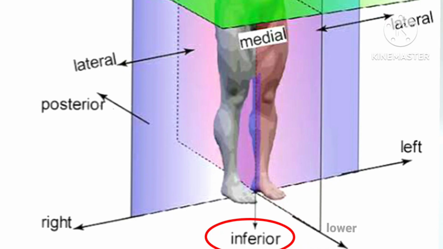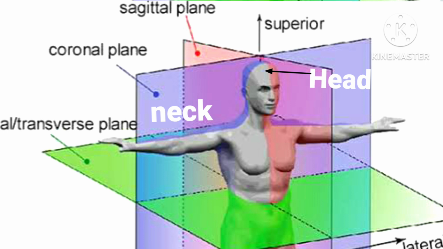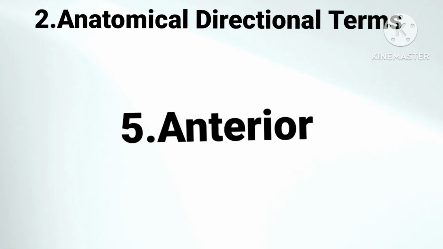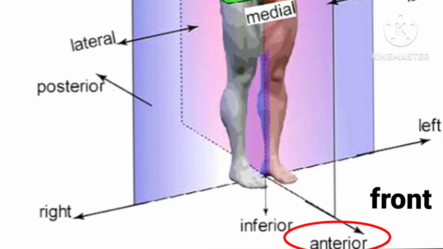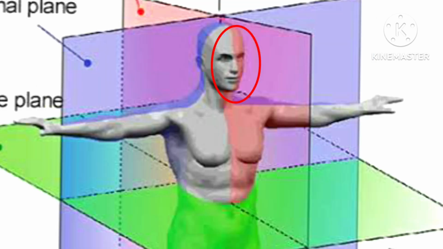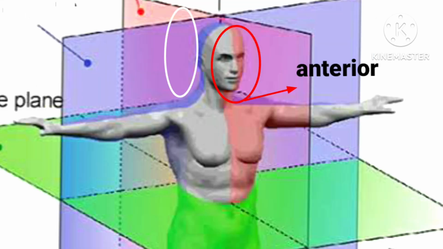Inferior. Inferior means lower or towards the tail or away from the head. This is also the direct opposite of superior. So with reference to the example given above, we can say the neck is inferior to the head. Anterior. Anterior means front or structure found towards the front of the body. So any structure front to the coronal plane is considered as anterior. For example, your face is anterior to the back of your head or the occipital region.